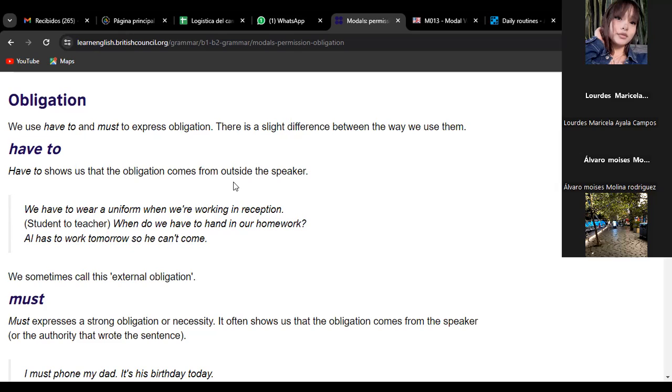Okay, outside the speaker. Have to, okay, you have to fill in. You have to go buy something. Okay, me están diciendo lo que tengo que hacer. We have to wear a uniform when we are working in reception. Okay, entonces ahí, o sea, ya en el trabajo, le dijeron que tenía que usar el uniforme. Pues, it's not upon you or upon me, sino de alguien más.